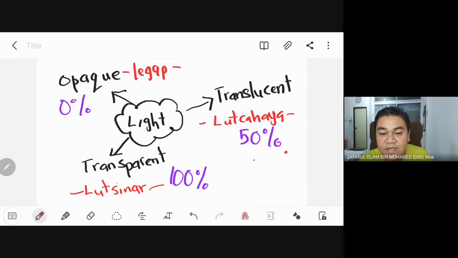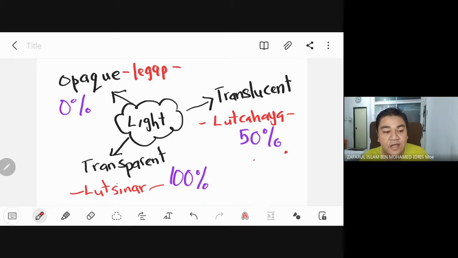Maknanya kita nampak cahaya boleh tembus sebab dia ada macam bintik-bintik kat cermin tu kan. Tapi cuma sebahagian saja, kita tak nampak secara jelas. Contoh kalau awak berdiri di luar, cermin tu tutup, awak nampak ada orang di luar tapi awak tak nampak muka dia, betul tak? Tapi kalau objek transparent macam cermin kereta, kita berdiri di luar, kita nampak.